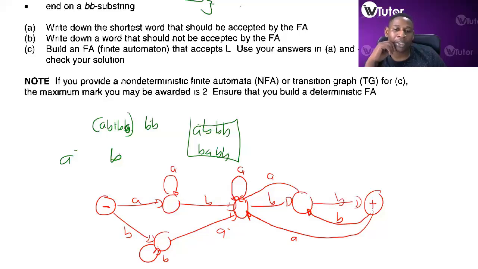So if you start with a B, you need to have a BA before you go. And so yes, this would be more like it. So this would be the finite automata.